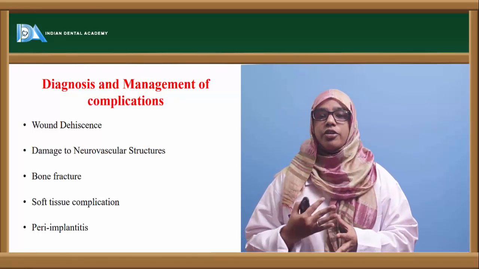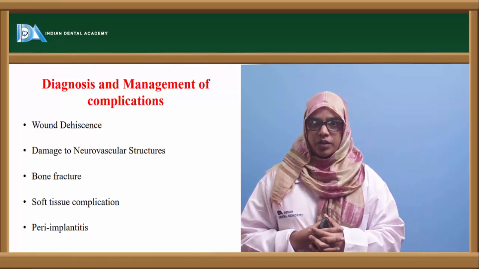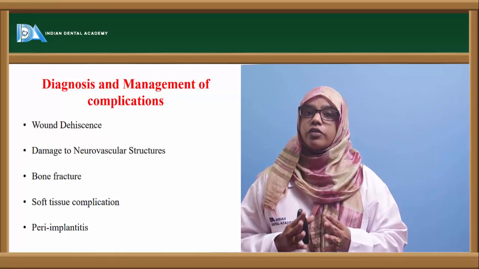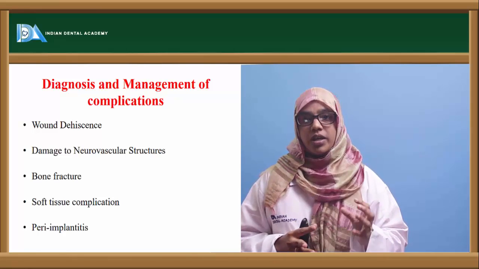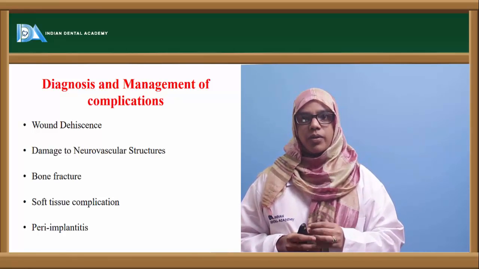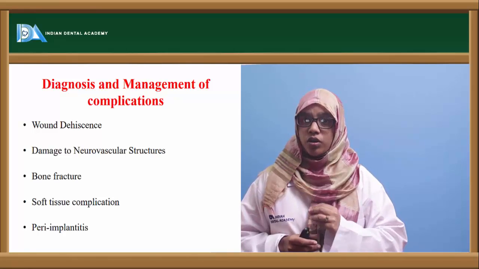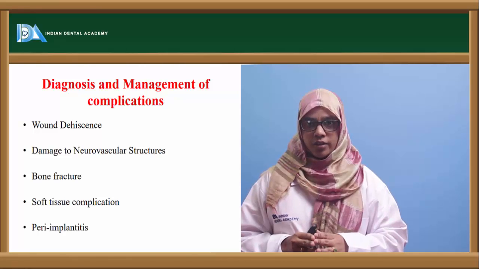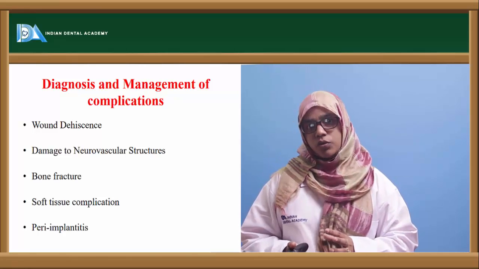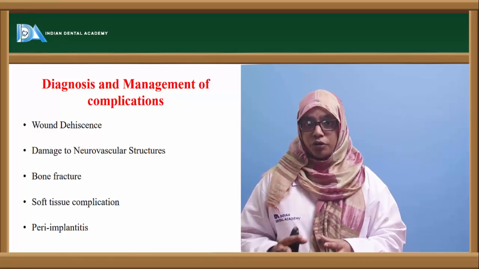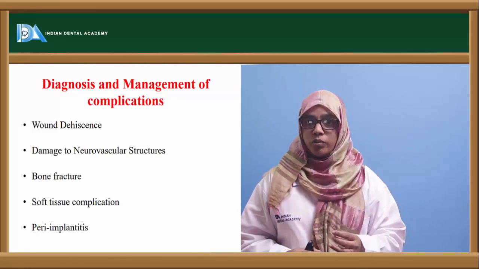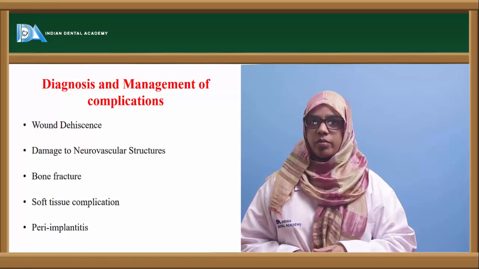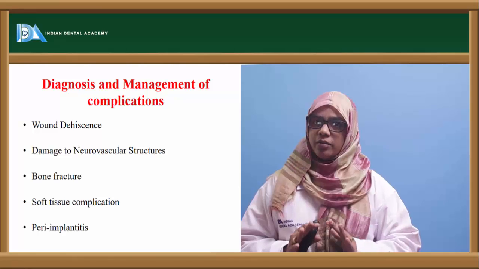Now, how do you diagnose the complication and manage it? Wound dehiscence can occur and your cover screw might get exposed. Don't be in a hurry to check whether the implant is stable or not. For 3 months, do not touch it. If you could do a primary closure, do a primary closure again. Some people say remove the cover screw and put a healing abutment, but I would say do not do that, because if you manipulate before 3 or 4 months, you might affect the stability of the implant. So let it be.